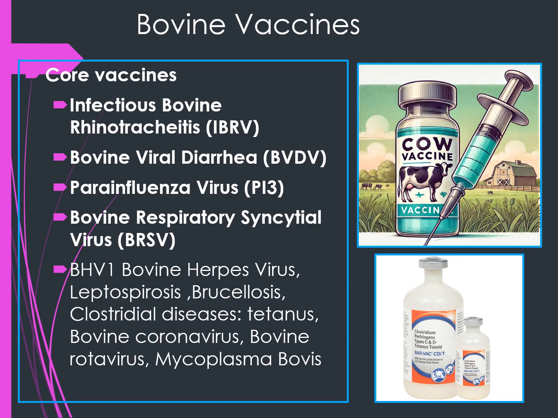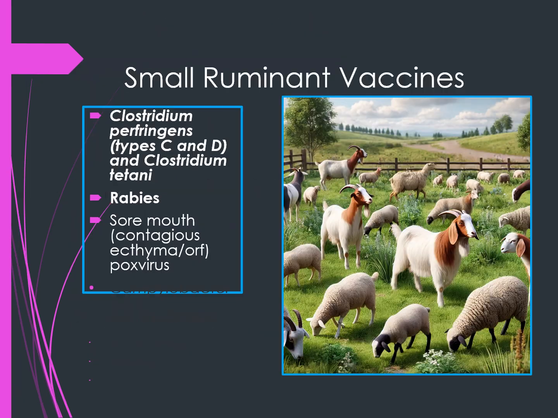You can see one of these on the right. It's protecting against a few different species of Clostridium, and this would be considered a bacterin and a toxoid type vaccine. Also, bovine coronavirus, rotavirus, and Mycoplasma bovis are some other common recommended cow vaccines.